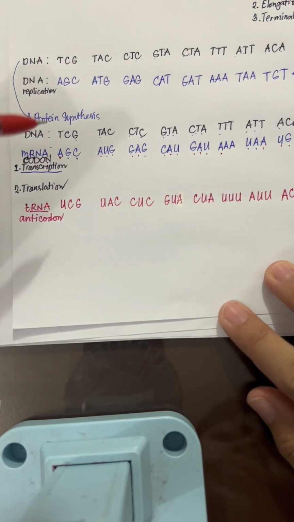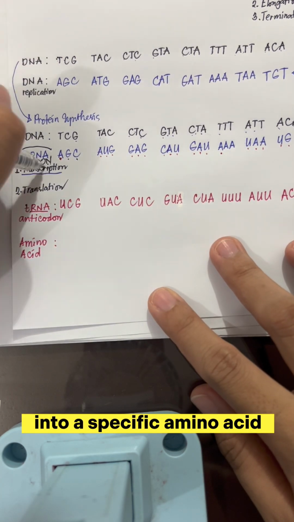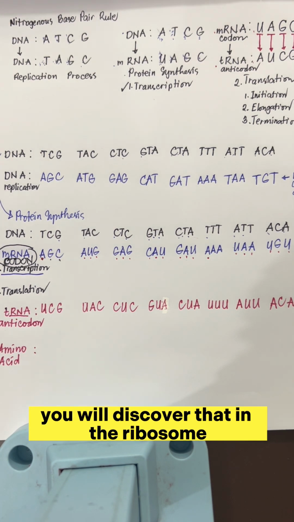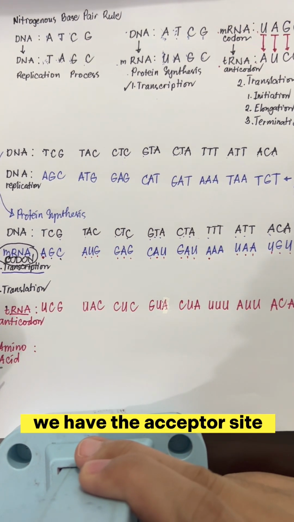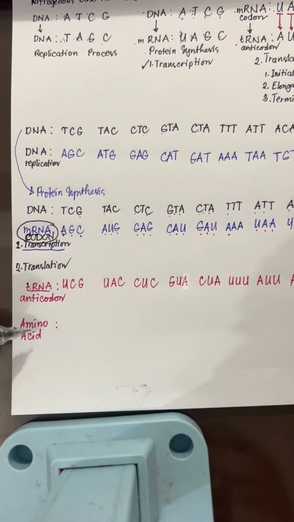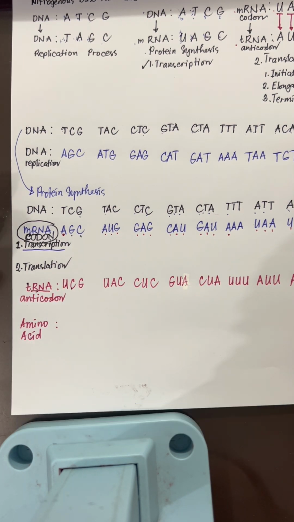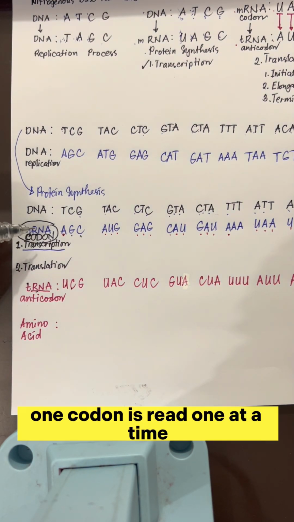Great job! This time, let's translate the mRNA codons into a specific amino acid. In the protein synthesis module, you will discover that in the ribosome, you will find three sites. We have the acceptor site, P site, and the exit site. As the messenger RNA moves along the ribosome, transfer RNA moves to a specific site. One codon is read at a time.